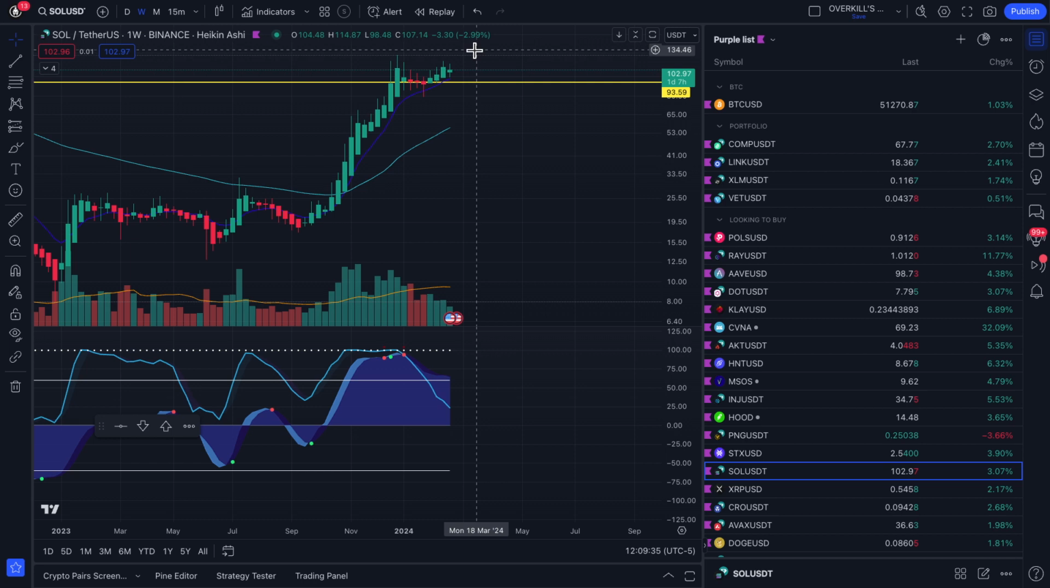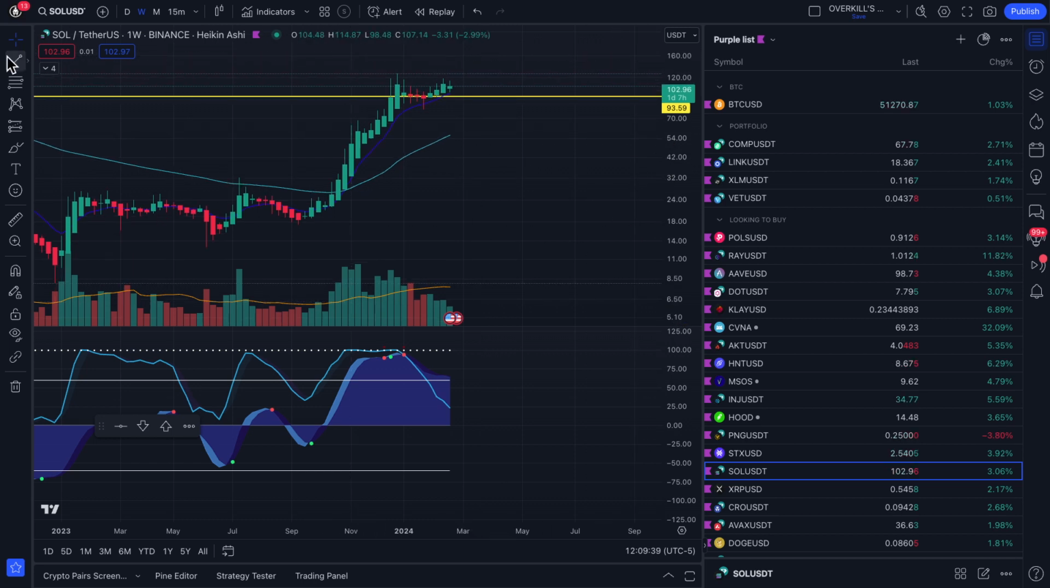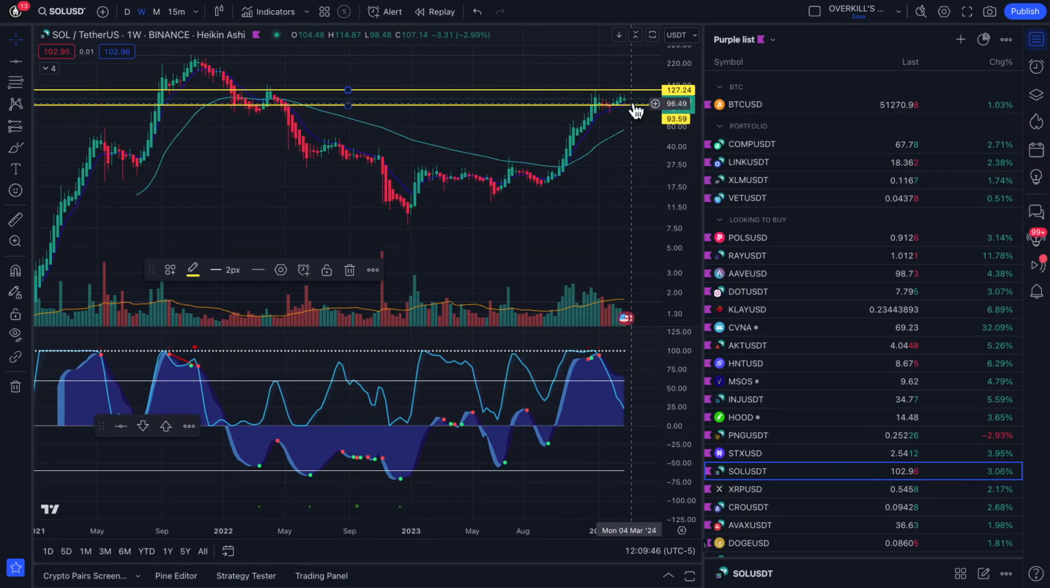I mean, if that thing breaks out over 125, 130. Okay, 130 is the resistance. So the resistance level is where we top out, right? Okay, 127 would be that case, and that's where we topped right there on Solana.